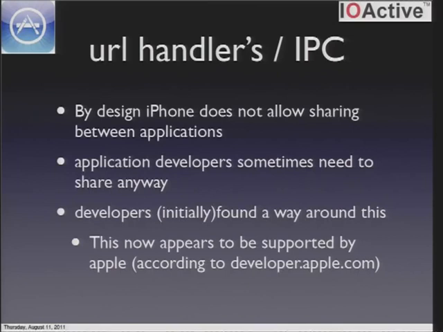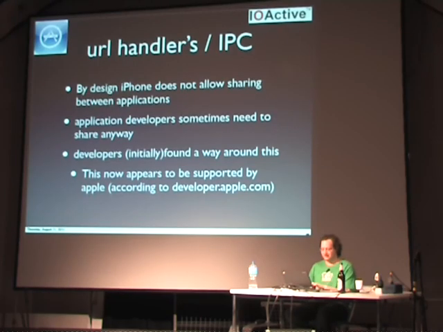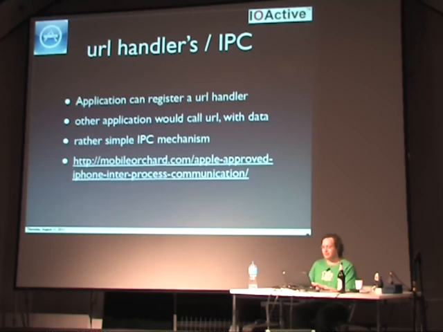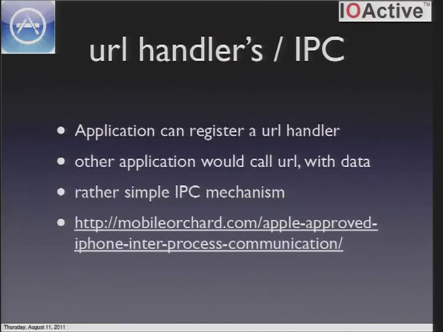So developers try to find a way around it. They start looking at some of the stuff and say, oh, you have these URL handlers you can register. I think we can use those to have our apps talk to each other. Initially, that was a hack which passed the App Store, and then at some point Apple embraced it and said, okay, that's now the supported way to do IPC between applications. This was invented by a company called Mobile Orchard a couple of years ago, and it is now an allowed and developer-documented feature on Apple's developer website.